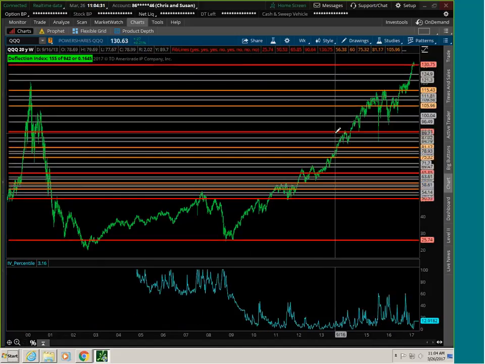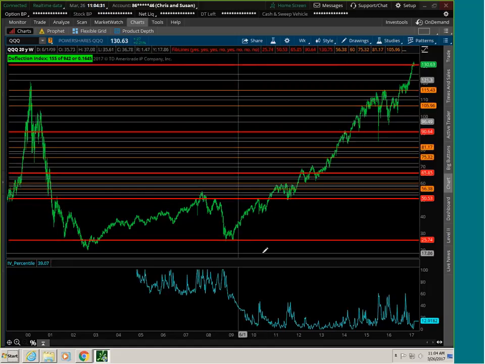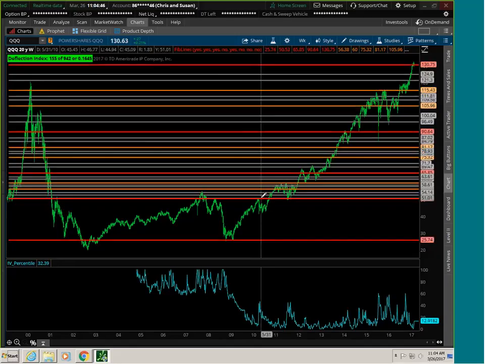FibLines is a combination of the math, which calculates the lines, and a combination of manual work, which is identifying the low and the high point. That's done by hand for each individual chart. And that's what the FibLines indicator essentially is. So let's take a look.